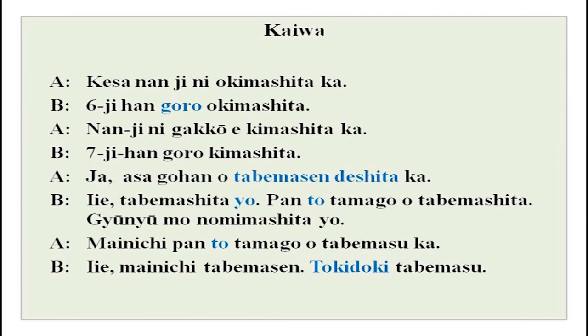Kesa nanji ni okimashita ka? 6 ji han goro okimashita. Nanji ni gakko e kimashita ka? 7 ji han goro kimashita. Ja, asa gohan o tabemasen deshita ka? Iie, tabemashita yo. Pan to tamago o tabemashita. Gyūnyū mo nomimashita yo. Mainichi pan to tamago o tabemasu ka? Iie, mainichi tabemasen. Tokidoki tabemasu.